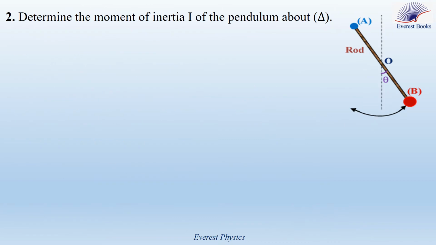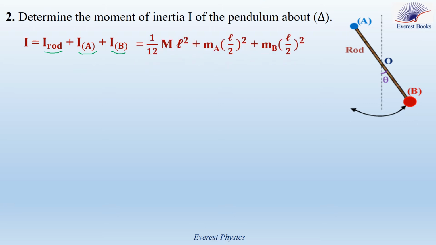Number 2. Determine the moment of inertia I of the pendulum about delta. Since the pendulum is formed by the rod, the particle A and the particle B, I is equal to the moment of inertia of the rod plus the moment of inertia of particle A plus that of particle B. The moment of inertia of the rod is given, and it is equal to 1 over 12 ml squared. The moment of inertia of particle A is equal to the mass of particle A times the square of the distance between A and O, this distance is equal to L over 2. So the moment of inertia of A is equal to ma times L over 2 squared.